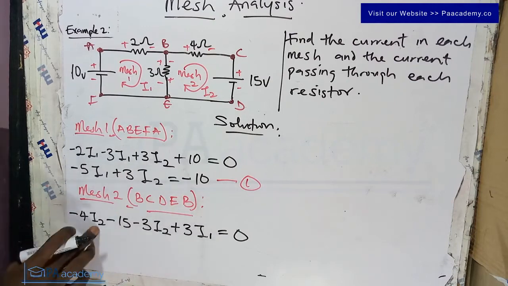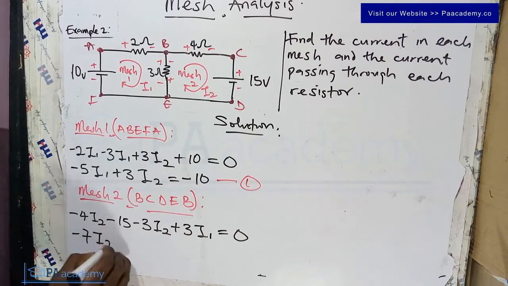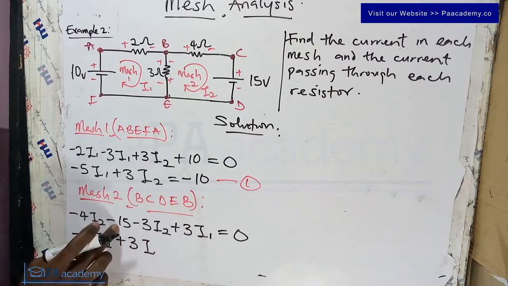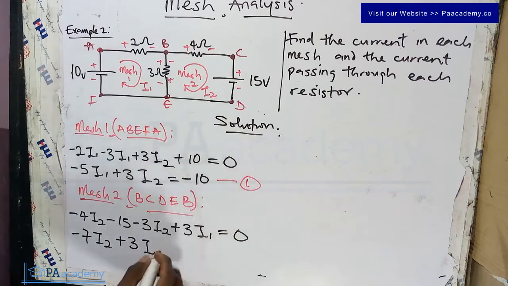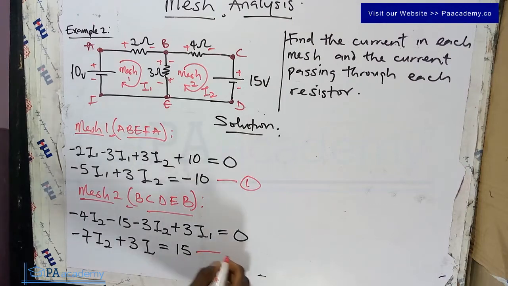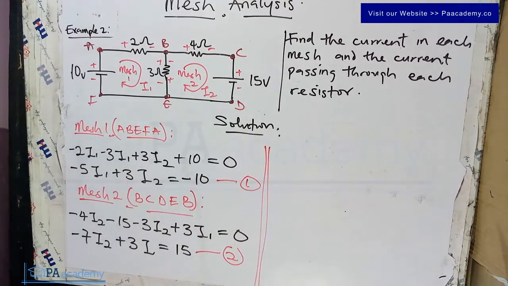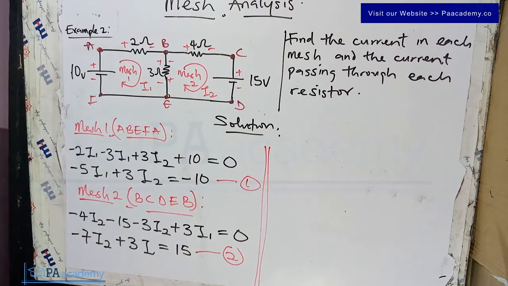So now let's simplify this. We have minus 4I2 and minus 3I2. That will give us minus 7I2 plus 3I1. This minus 15, that's the voltage source, if you take it to the other side of the equals sign, it becomes 15. And what we have here is our equation 2.